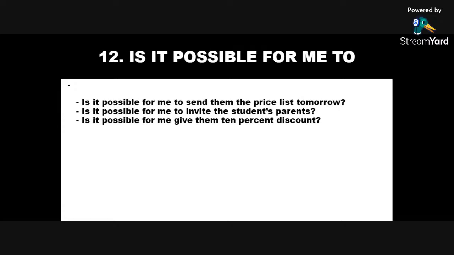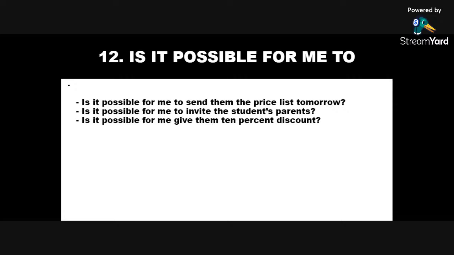You are also looking at the appropriateness. Is it appropriate? Is it possible for me to invite the students' parents? You are seeking permission and at the same time looking at the possibility and the appropriateness. Is it possible for me to give them 10% discount? All right. So these are ways of asking for permission.